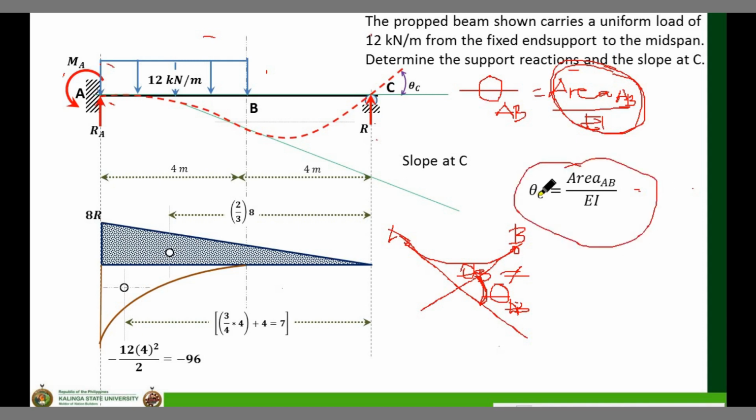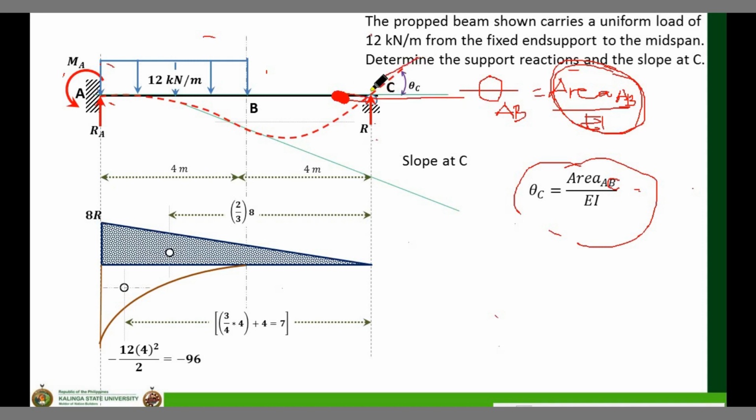The slope at C is equal to area AC over EI. Why is that the equation? As you can see in the diagram, the angle between the slope at A and the slope at C, here is the tangent line at A, here is the tangent line at C, the angle between them is theta C.